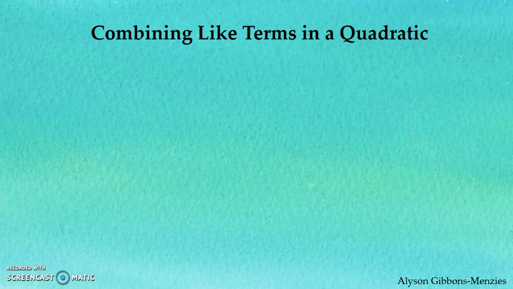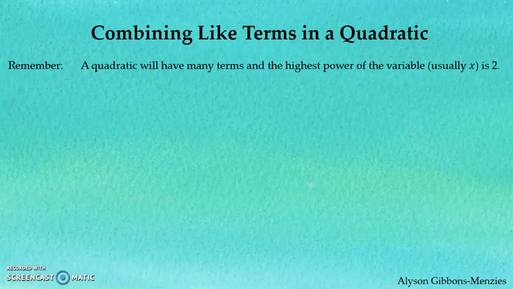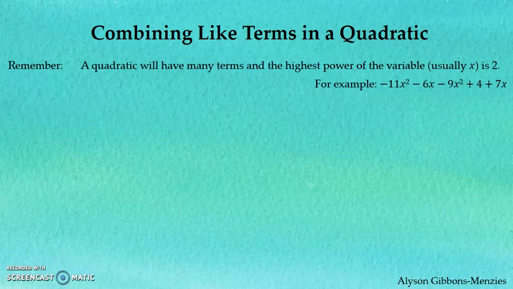Combining like terms in a quadratic. Now remember from our previous lesson, a quadratic will have many terms, but the highest power of the variable, which is usually x, is 2. Here's an example of a quadratic expression. Minus 11x squared minus 6x minus 9x squared plus 4 plus 7x. The highest power is 2.